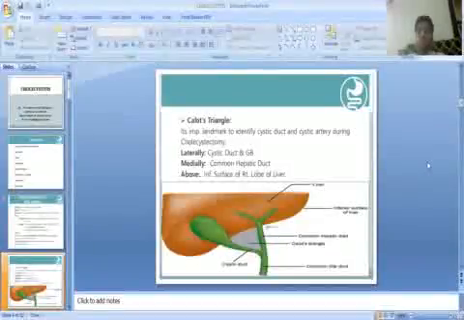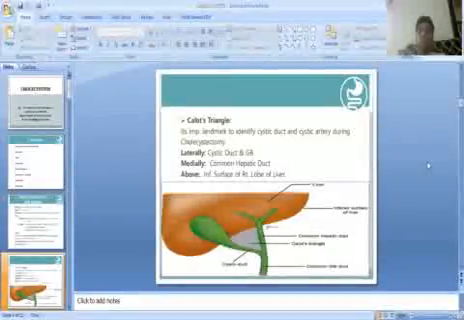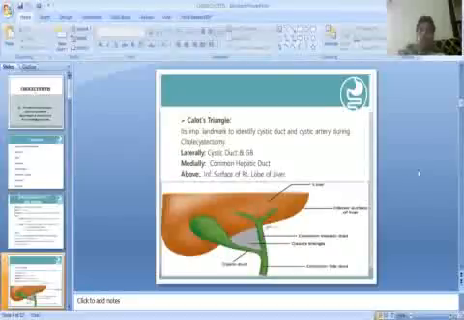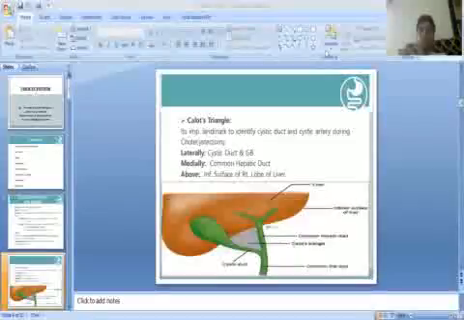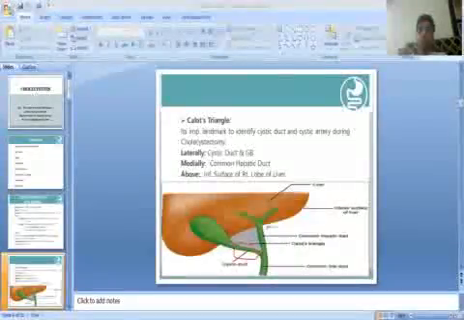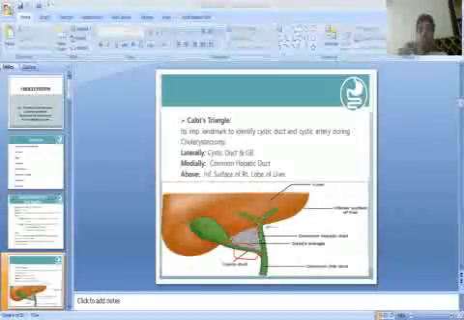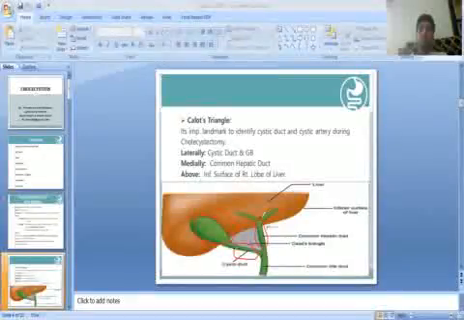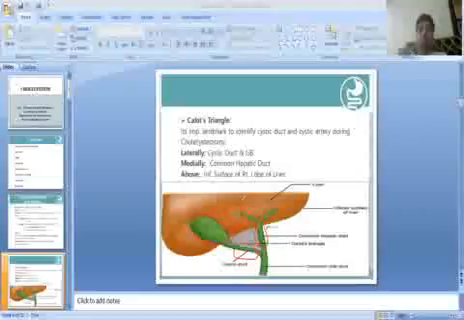Laterally, the cystic duct and gallbladder. Medially, as you can see, the common hepatic duct. This is the initial part, this is the cystic duct and then the gallbladder. Medially, the common hepatic duct. Okay, students. Above, the inferior surface of the right lobe of the liver. Okay, students.